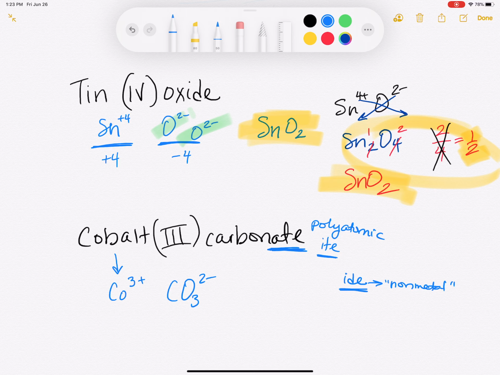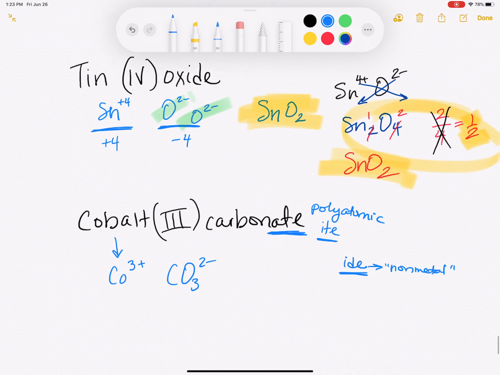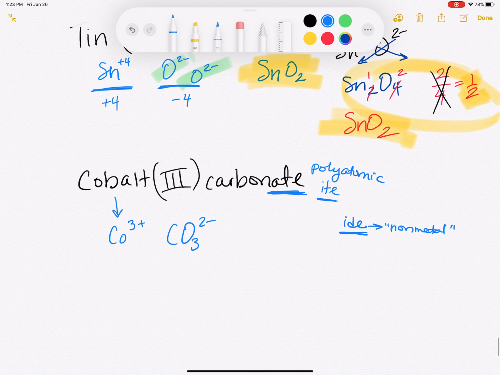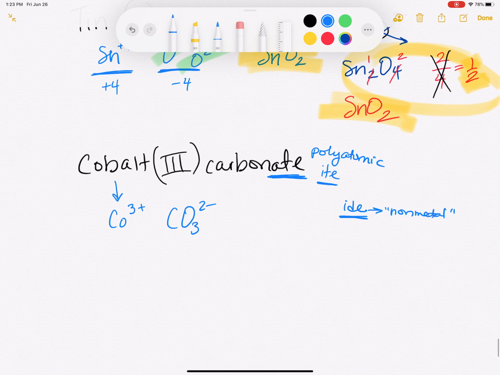So I'm going to show this both ways. I'm going to take the long route and then I'm going to take the shortcut. So what I'm going to do first, I'm going to take the long route. First thing I want to do is see who I need to add more of. Well, right now I have 3 plus and a 2 minus. So if I add another carbonate, I now have a total of a 4 minus charge, 2 minus and 2 minus. So I have a 4 minus battling with a 3 plus. This is not equal but opposite.